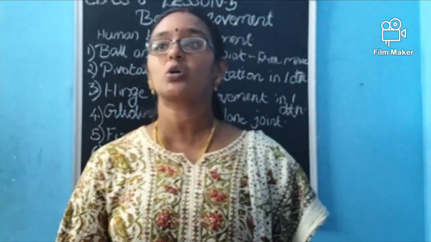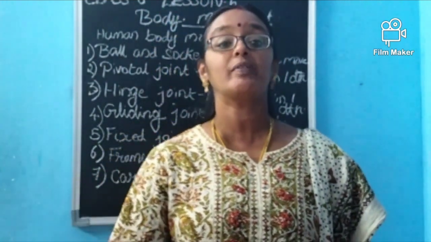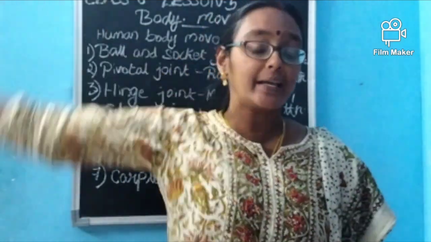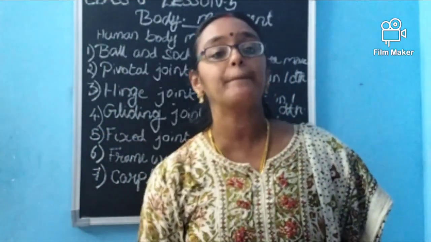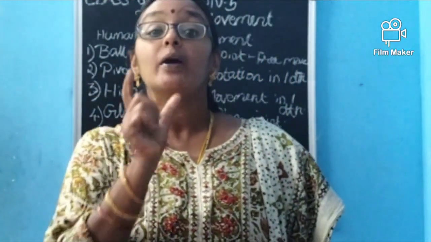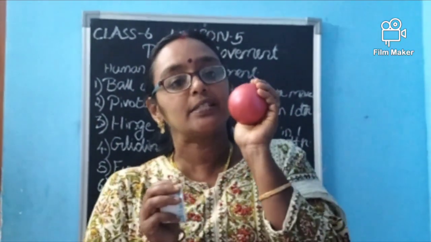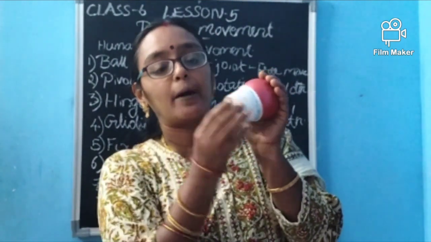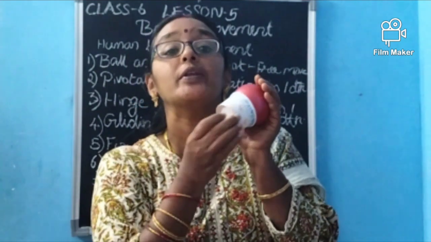In a karate class or in a PT class, your master will make you do all these exercises, right? We are able to make the hand go in a round. We are able to keep it up and down. All are because of ball and socket joint. It's like that. See, this is the ball and this is the cup I am keeping. The cup is able to move in all directions. Can you see?